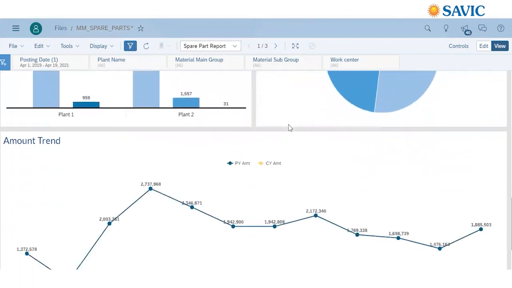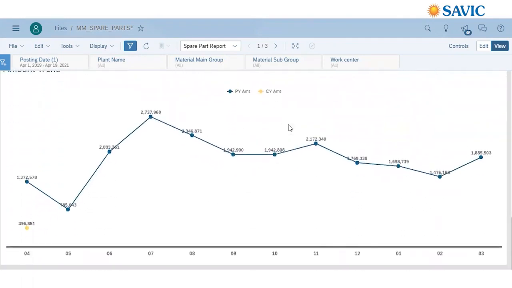Lastly, we have a trend of current year amount and previous year amount spent on spare parts. Spare parts criticality analytics gives you thorough analysis of the spare parts of machines purchased and issued for the company.